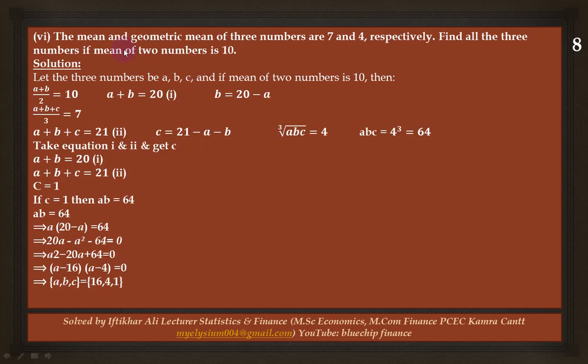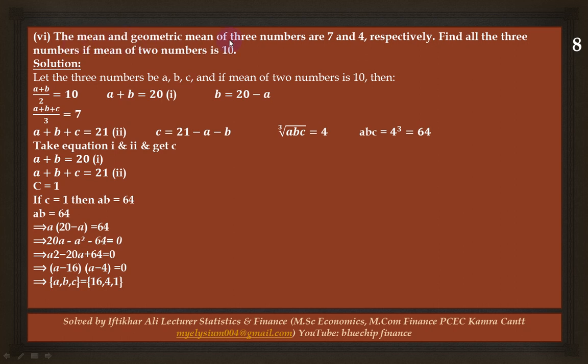Question number 6. The mean and geometric mean of 3 numbers are 7 and 4 respectively. Find all the 3 numbers if the mean of 2 numbers is 10. First of all, if there are 2 numbers and their mean is 10, then (a plus b) divided by 2 equals 10. Through this equation, a plus b equals 20, and finally b equals 20 minus a.